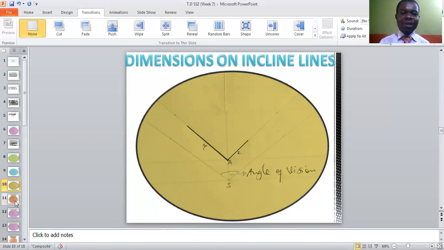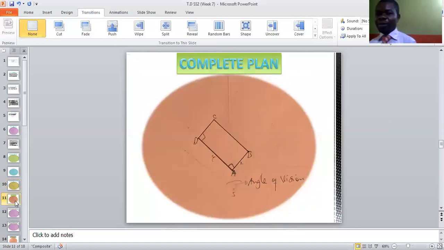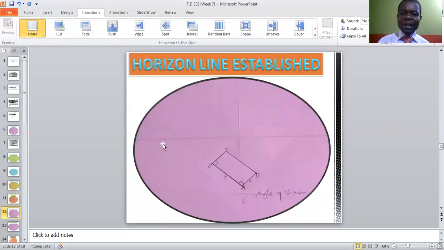Then what next you need to do? You have drawn the rectangle. Complete plan. This is the plan now. That is ABCD as you have in that orthography. A, B, C, D. Remember. Then after the plan, you need to radiate lines.